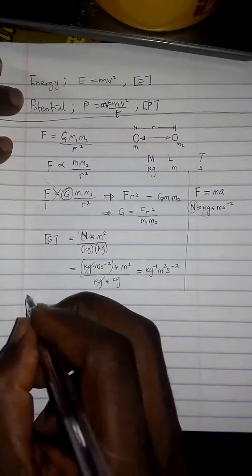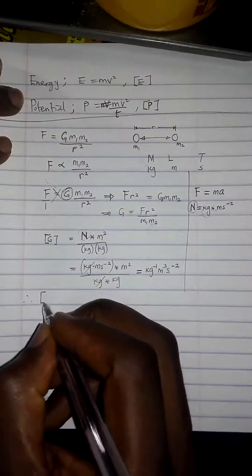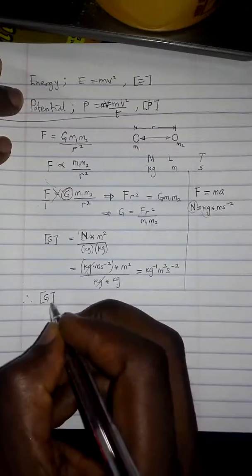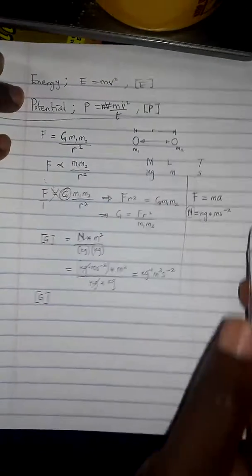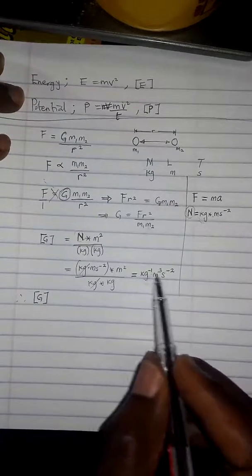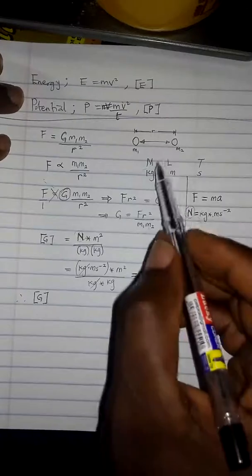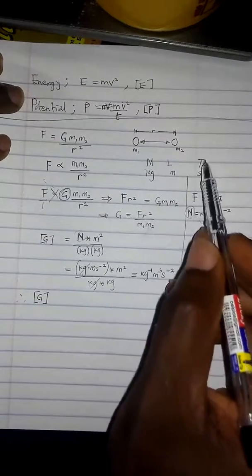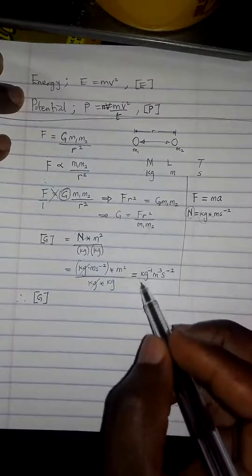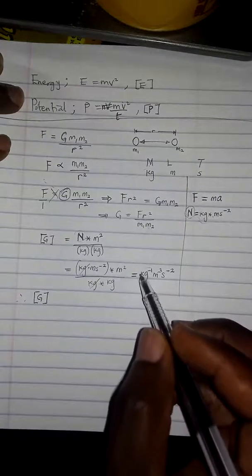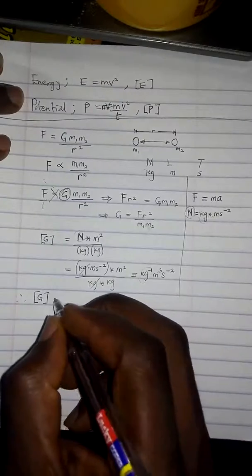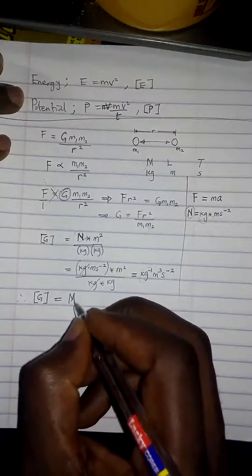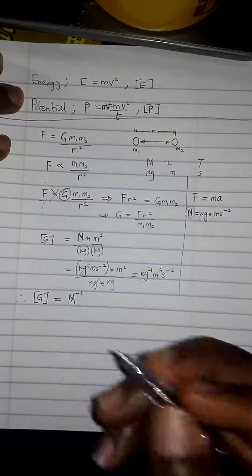So that means if I want the dimension of G, written in terms of the fundamental quantities, not in this case, where it is in terms of the fundamental units, it's going to be in terms of M, L, and T. So kilogram is representing mass, it is the unit of mass. So I'm going to say this is equal to M raised to power minus 1.